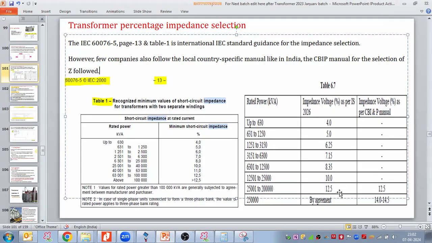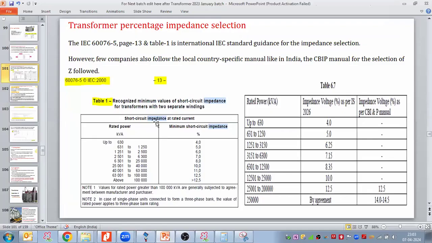So if you see any transformer rating which is more than 100 MVA, for all those ratings the percentage impedance we generally take is 12.5. Not only 100 MVA, 63 MVA also. For any transformer whose rating is more than 63 MVA, most of the time we take 12.5%. This is standard as per the IEC. For the smaller transformers, this percentage impedance changes.